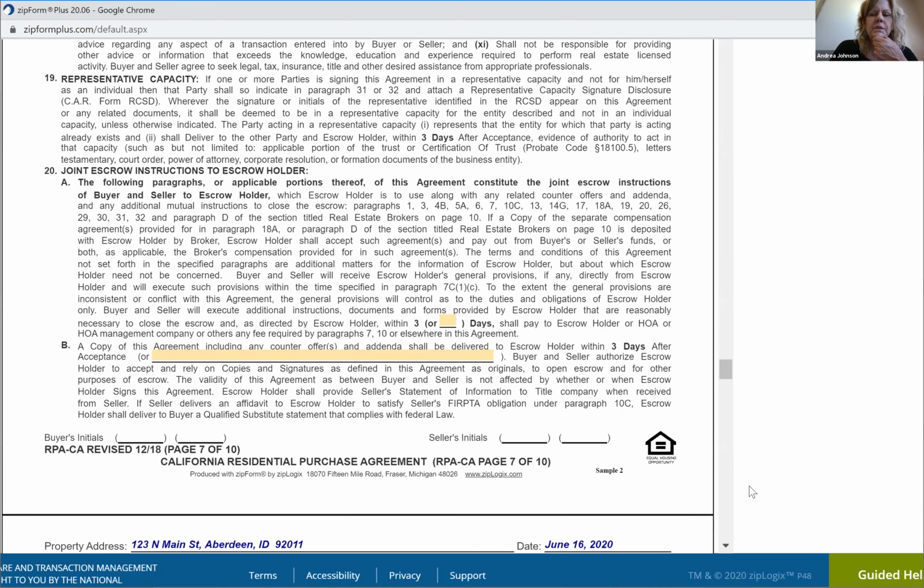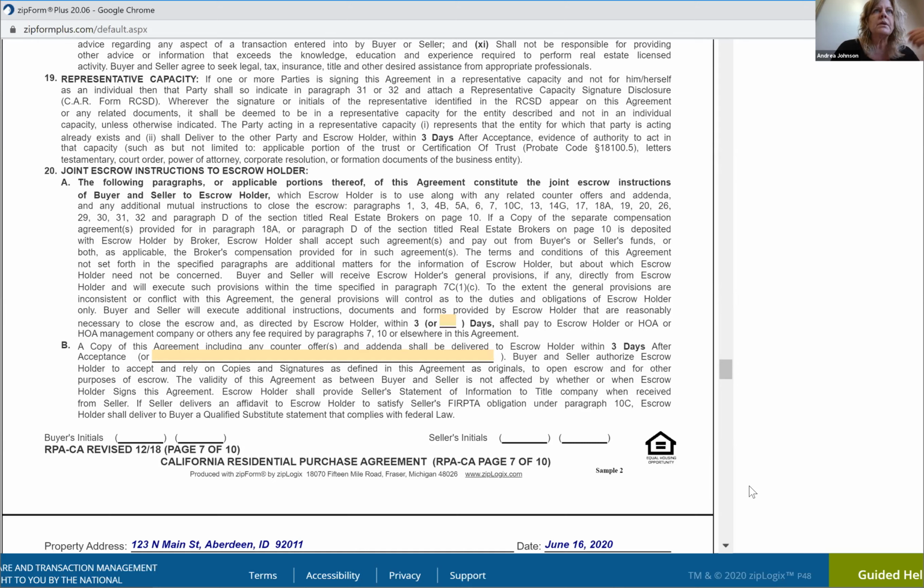Representative capacity. This is important, and this is why you want to make sure when you're writing an offer to pull the property profile and see who the owner of record is. So if it's a trust, which is quite common in our area, or an LLC, then you're going to be using what we'll get to shortly, the representative capacity signature disclosure, and that's CAR form RCSD. There's an RCSD for sellers and an RCSD for buyers. So if a buyer is purchasing within a trust, you will use the RCSD, representative capacity signature disclosure.